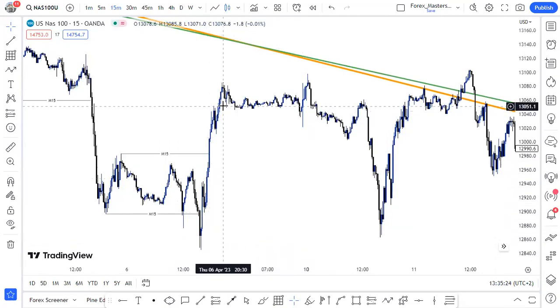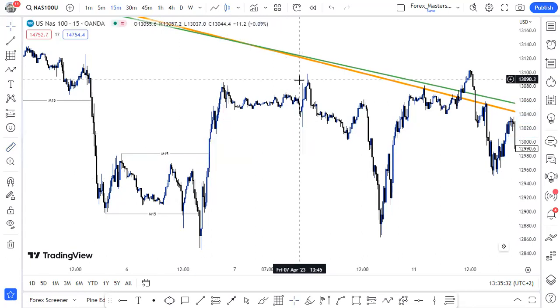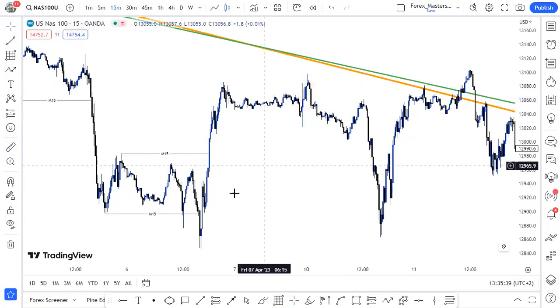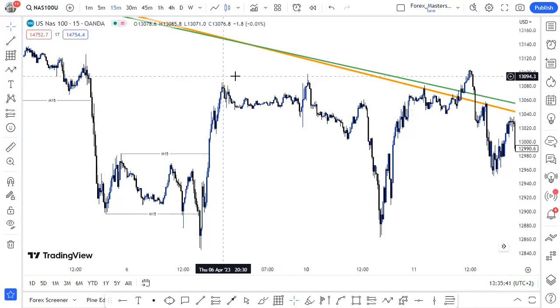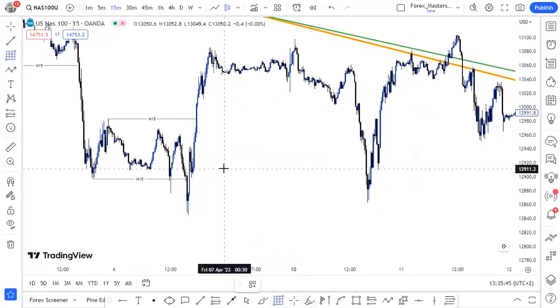Let's see if this was a proper structure. Okay, so this was not a proper structure, so we ignore it. We're not going to consider that one. How about this one here? Even this one was not. So from right here all the way to that high, this is our M15 structure, and this is why you can see price was able to pull back.